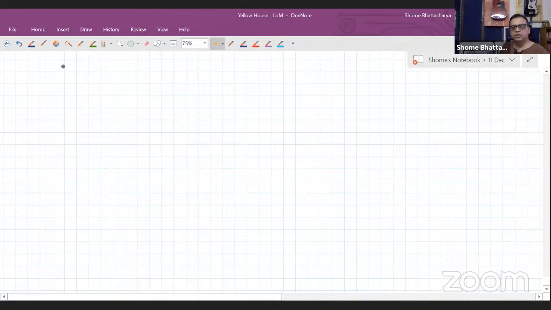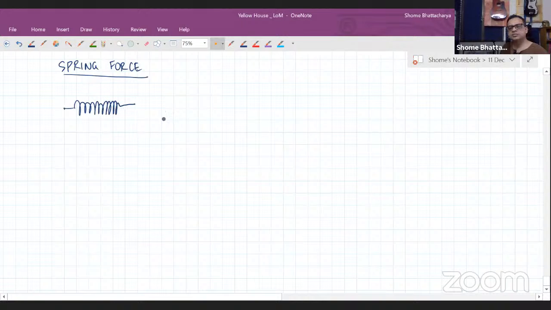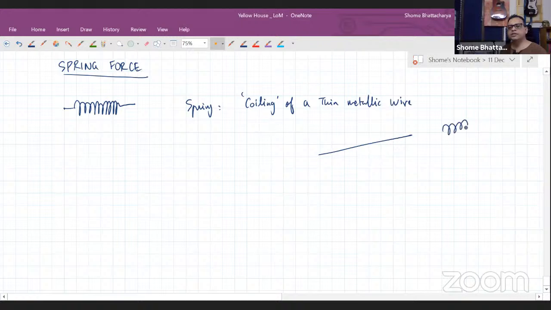Okay. All right. Now let's talk about the last thing in this, the spring force. So this is something very simple. A spring is a device which works on the principle of elasticity. So a spring is a device like this. A spring is made by coiling of a thin metallic wire. So you basically take a thin metallic wire like this and then you coil it into this. So the shape you get is called a spring.